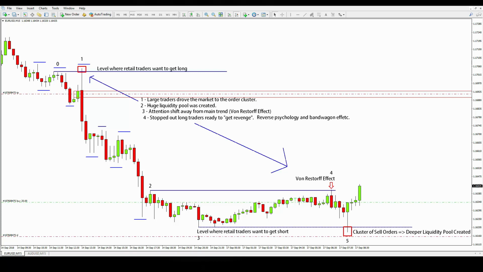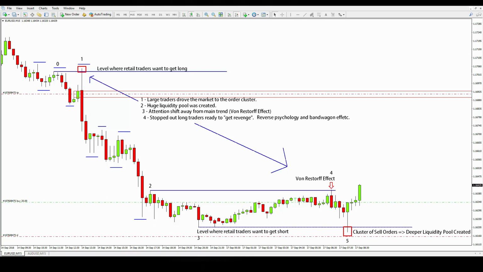After the large traders get in the market with as much violence as they can, the market obviously starts to go down, and this is where the reverse psychology and bandwagon effect begin to take place. Those stopped-out retail traders now realize that they were wrong, and they are ready to recuperate their loss by jumping in the other direction of the market.